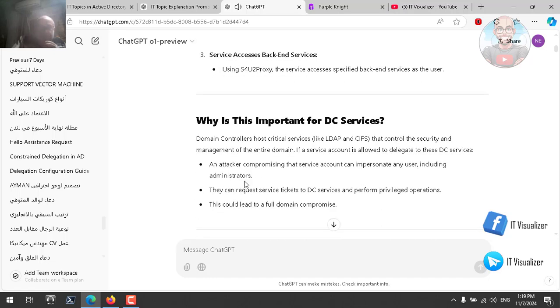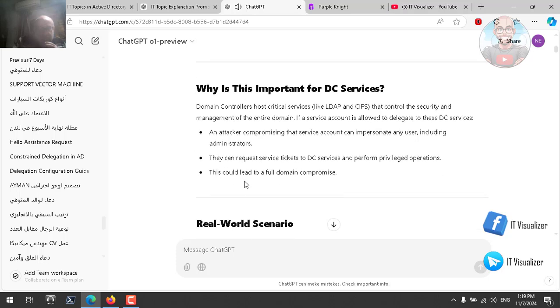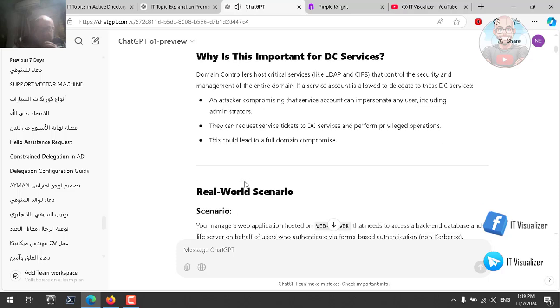Domain controllers host critical services like LDAP and CIFS that control the security and management of the entire domain. If a service account is allowed to delegate to these DC services, an attacker compromising that service account can impersonate any user, including administrators. They can request service tickets to DC services and perform privileged operations. This could lead to a full domain compromise.